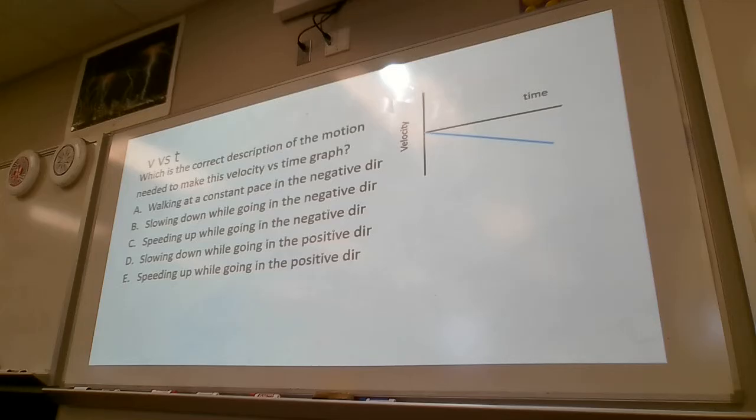Correct answer is C. You start slow, so this is velocity, so 0 meters a second, negative 1 meter a second, negative 2 meters a second, negative 3 meters a second. As time goes on, you're going away from 0 meters a second, you're getting faster in the negative direction.